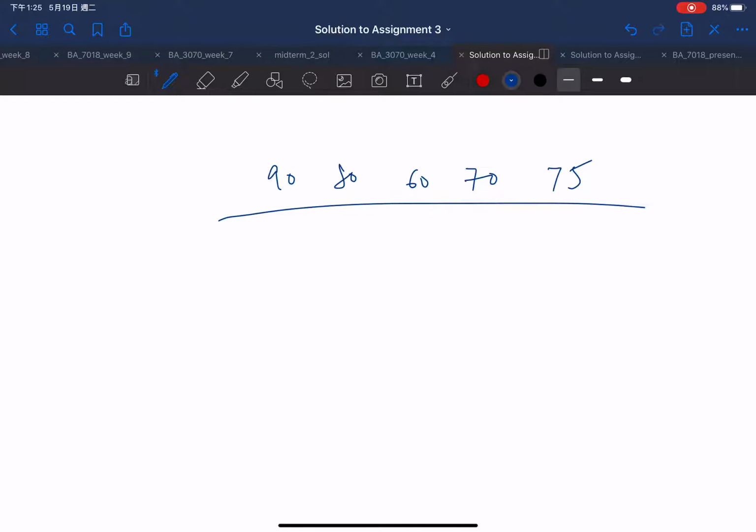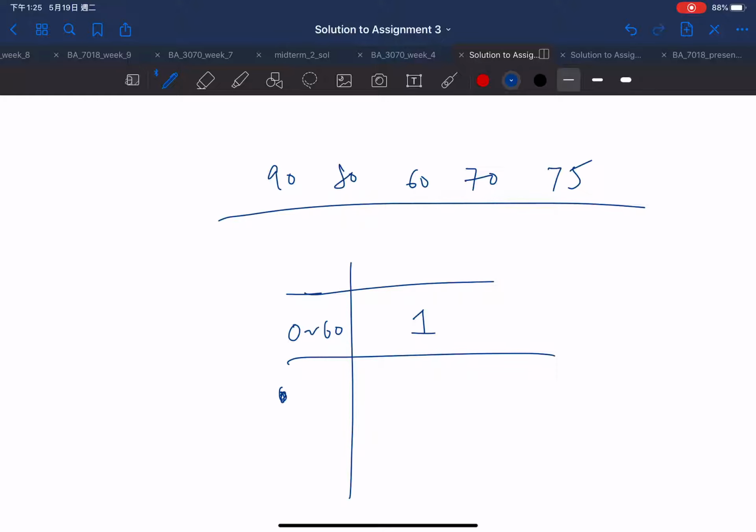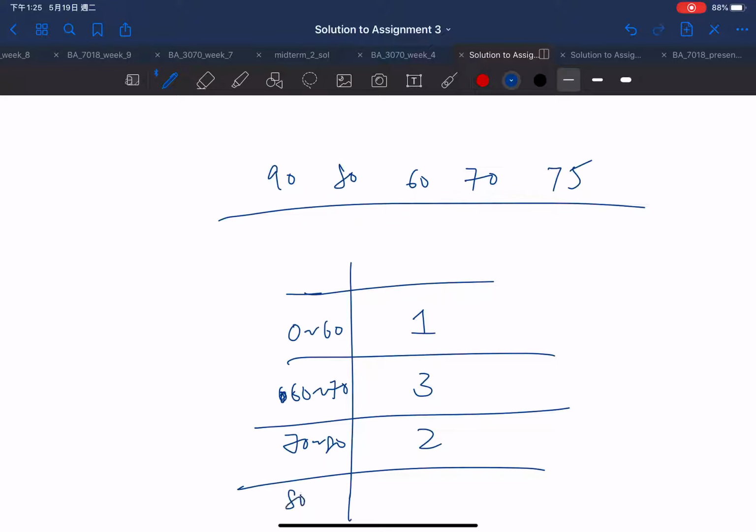But a lot of the time you don't have a distribution like this. What you have is this. 0 to 60, I have maybe 1 person. 60 to 70, I have 3. 70 to 80, I have 2. 80 to 100, I have 2. And I ask you to calculate the average grade for this class.